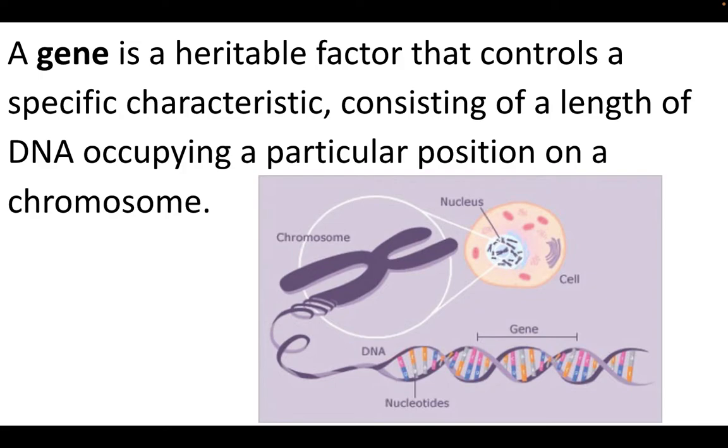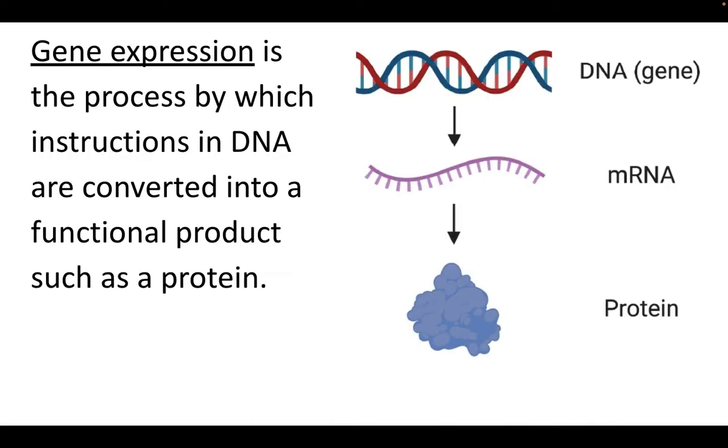And the genes that control hair color we could find at a specific place on a particular chromosome. So each particular gene has an address. It has a place that it's found on a chromosome. And a gene is simply a length of DNA that codes for something. Gene expression, I'm not going to spend too much time on this because we covered it in the metabolism unit, but it's the process by which instructions in DNA are converted into a functional product such as a protein.